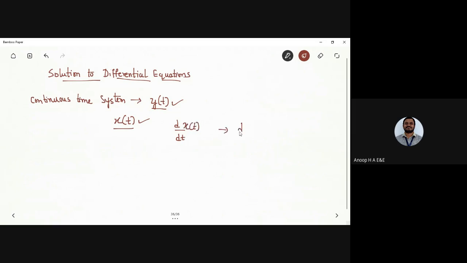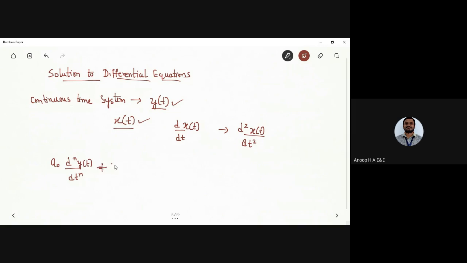Next we are going to have d squared x of t divided by dt squared. Similarly, we know that we can have the order of the equation and the degree of the equation also. Now, a simple differential equation can be characterized like this: a naught d by dt power n. This is the output equation that I'm writing, and I need to differentiate.